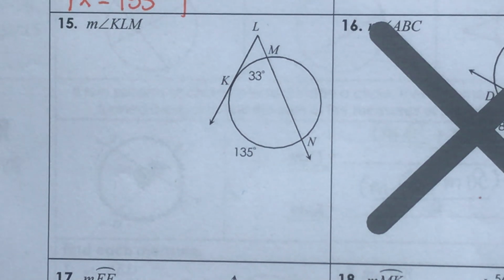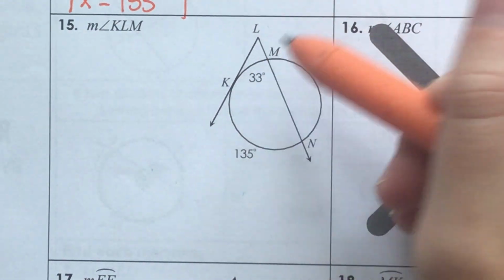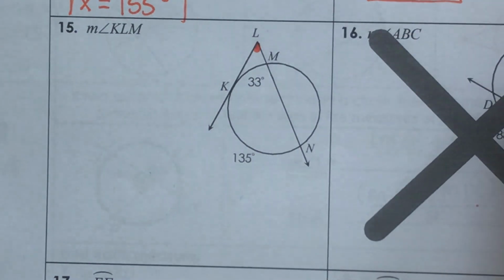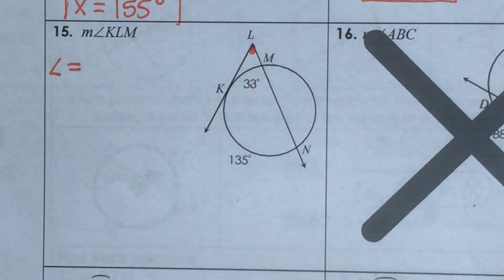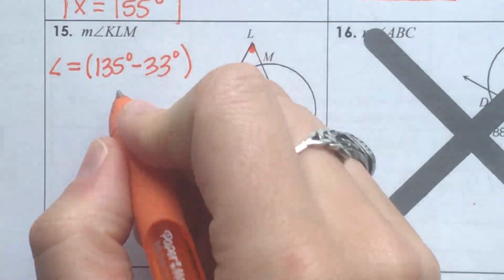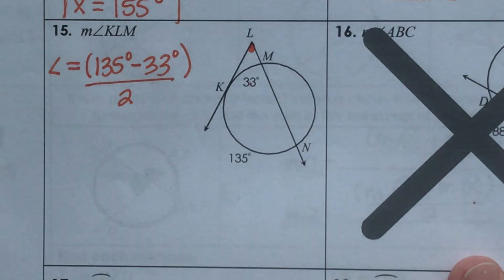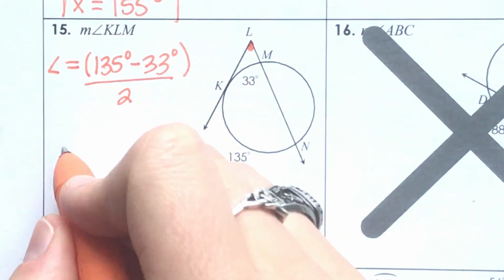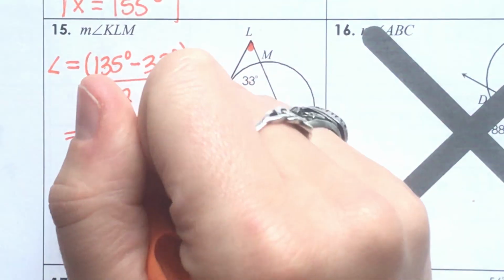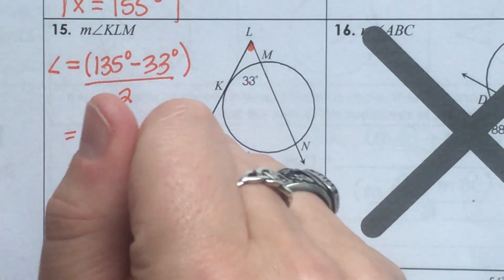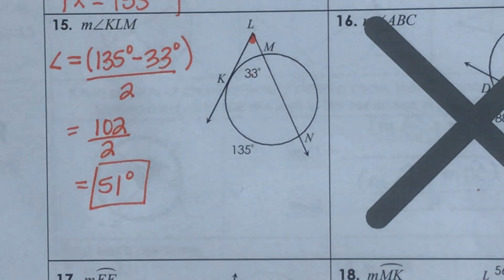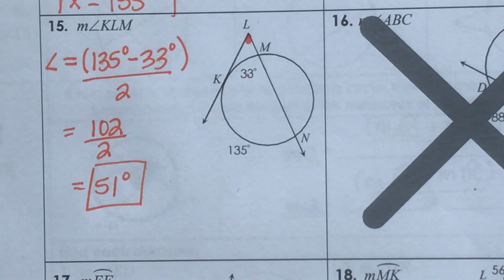Okay, measure of angle KLM. I want to know what this angle is. So the angle equals big minus small divided by 2. Big is 135 minus the small is 33, divide that by 2. So I always do parentheses first. 135 minus 33 gives me 102. And if I divide that by 2, I get 51 degrees. That one was easy. It's cake, man.